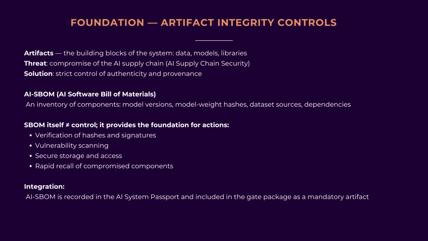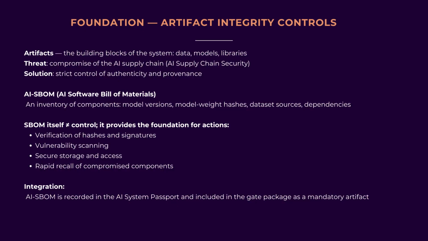The real controls are the actions we perform because we have that list, verifying hashes and digital signatures at deployment to ensure component authenticity, automatically scanning listed dependencies for vulnerabilities, arranging secure storage and access to those artifacts, and, in an incident, rapidly and precisely recalling the compromised component.